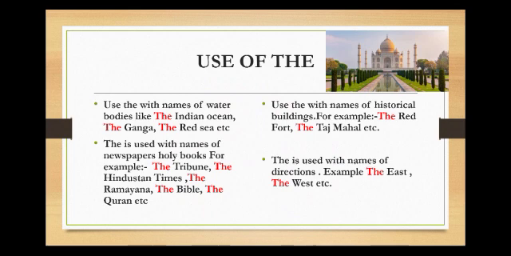Use the, children, with the names of historical monuments. For example, the Red Fort, the Taj Mahal, etc. And when you are taking the names of directions, then also use the before their names. For example, the sun rises in the east and sets in the west. Over here, east and west are the names of two directions. That is why we are saying the east and the west.